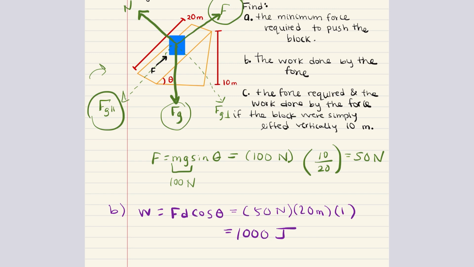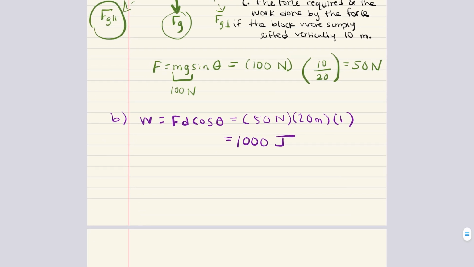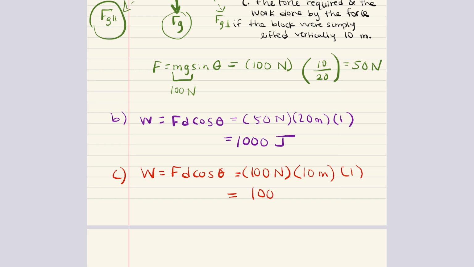Now, what about part C? In part C, we're asked, what is the force required and the work done by the force if the block were simply lifted vertically 10 meters? Now, to raise the block vertically, an upward force equal to the object's weight, which is 100 newtons, would have to be generated, and the work done by the lifting force is going to be equal to, again, F D cosine theta. The force is equal to 100 newtons. That's the weight of the block. And then for a distance of 10 meters vertically, cosine theta. Here again, theta is going to be equal to 0 because the force and displacement vectors are parallel. So cosine 0 degrees is equal to 1. And this is going to be 100 multiplied by 10, which is 1,000 joules.